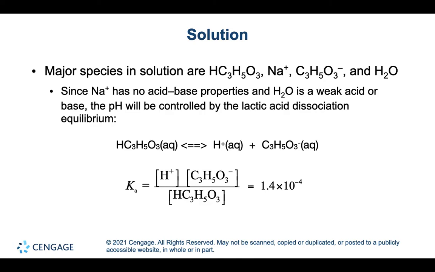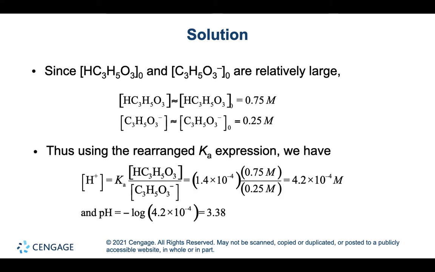And so Ka, H plus times lactate over weak acid, should equal 1.4 times 10 minus 4. Since there's very little shift in this equilibrium, the minus x and plus x are going to be negligible. We can assume then that the lactic acid is going to be at 0.75 molar and the lactate at 0.25 molar. So your H plus, using the Ka equation and rearranging things, and solving for H plus, you're going to get 4.2 times 10 minus 4, which gives you a pH of 3.38.